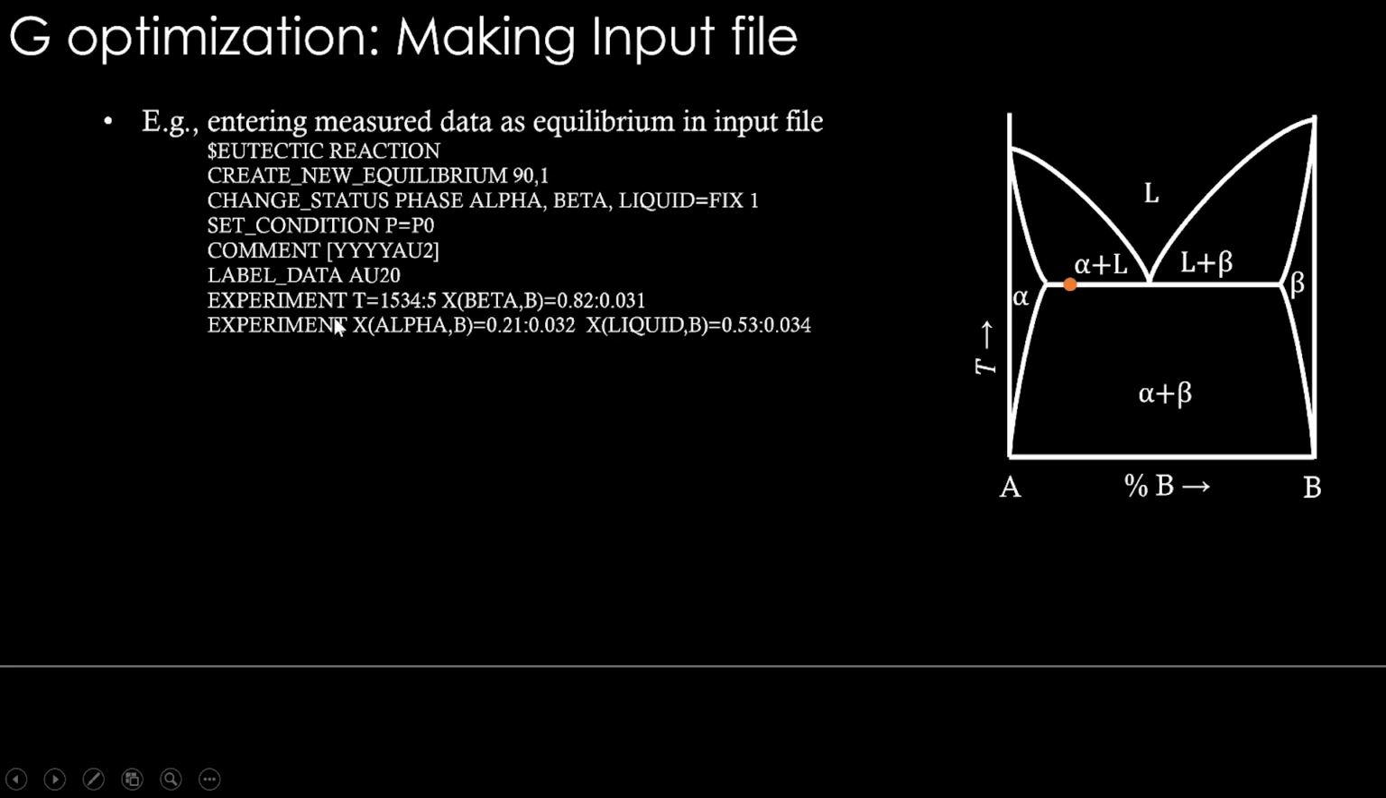Then we have this experiment. Temperature of this value, let's say this is the temperature of eutectic transformation, and there what is the composition of beta, what is the composition of alpha, and what is the composition of liquid. These things are given here directly. This is how you enter a eutectic reaction data. No table kind of thing here, only single data.